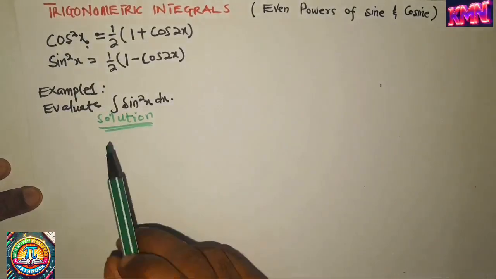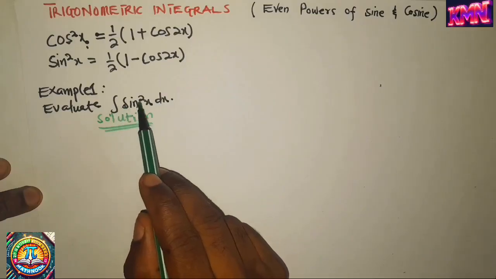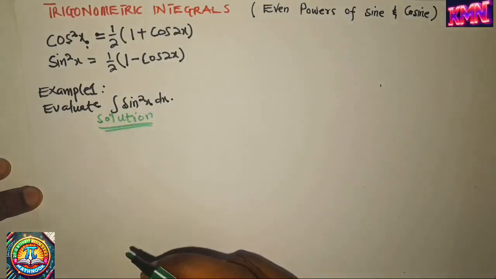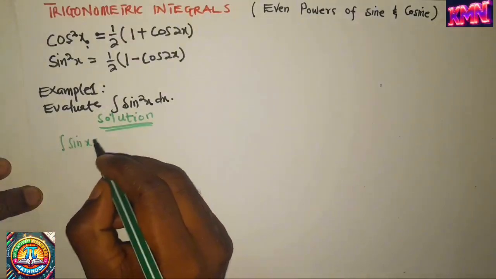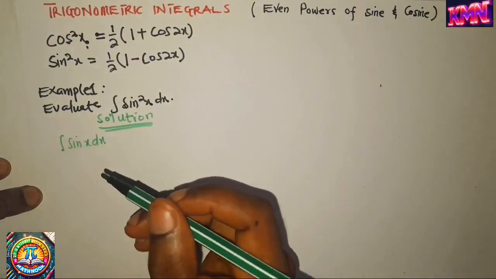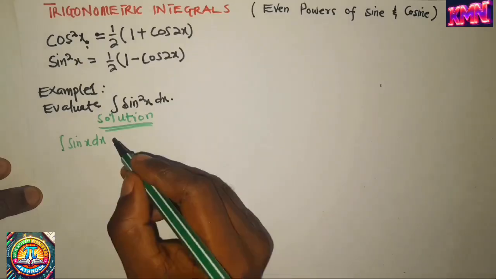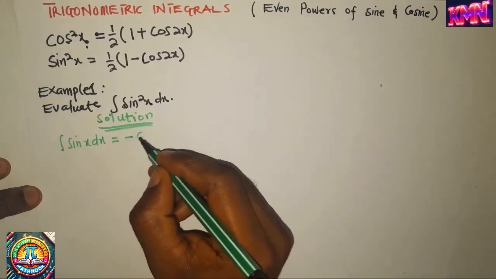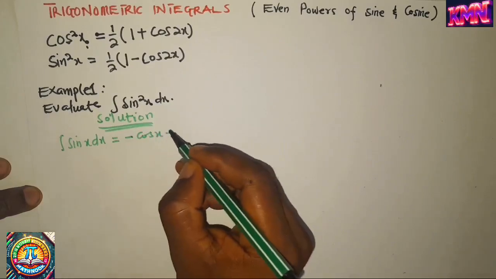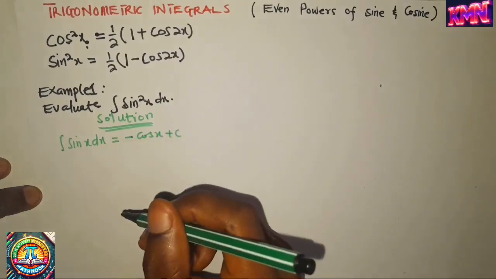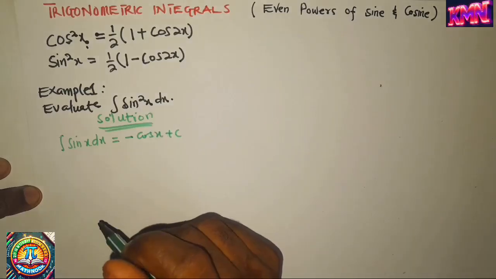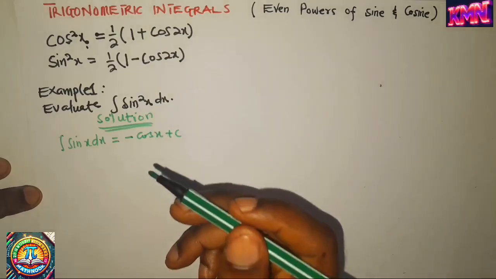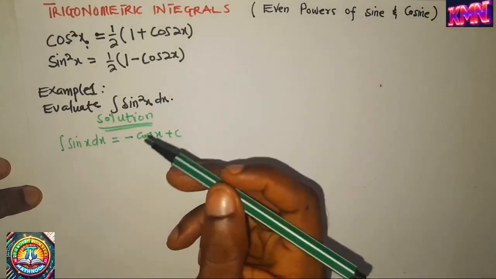In integrating the integral of sine squared x dx, unlike the integral of sine x dx, which directly integrates to negative cosine x plus c, the square of sine in sine squared x does not have a straightforward antiderivative. So we need to express it in a more integrable form.